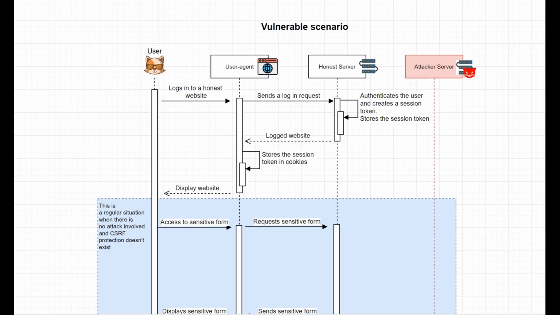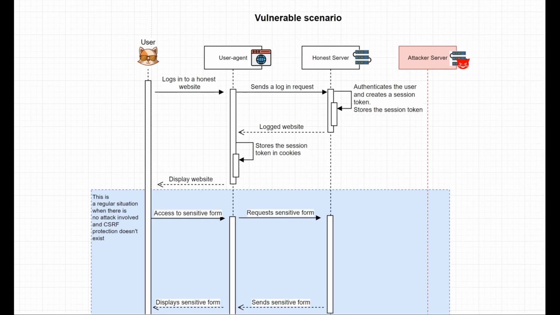First off, an innocent user logs into an honest website via their user agent, their browser. The user agent sends a request to the honest server to access the logged-in website. The honest server authenticates the user and creates a session token. The session token is stored on the honest server and sent back to the user agent along with the logged website. The logged website is sent to the user agent and it is rendered. The user agent stores the session token in the browser cookies, allowing the user to stay authenticated for subsequent requests.